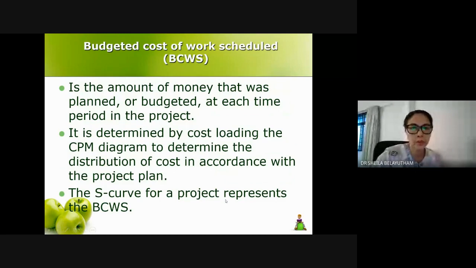Budgeted cost of the work scheduled, or your planned value, is basically the amount of money planned, budgeted at each time period in the project. If we can recall the S-curve just now, we have duration, whether weekly or daily, and we have the cost allocated at every interval. So that is the amount of budget for each of the duration. It is determined by cost loading the CPM to determine distribution, so the S-curve.